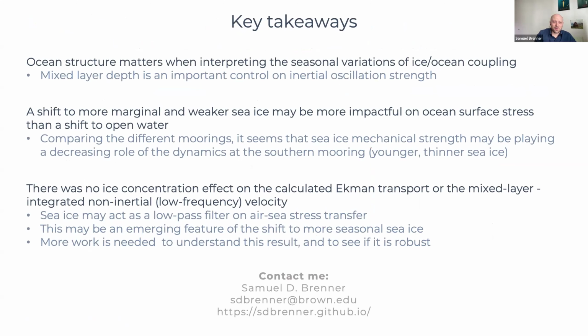Okay, so hopefully I'm close to on time here, but I'll leave a couple of takeaways. One is that when we're interpreting observations in general, there's a bunch of things that can impact those observations. And so in particular, we need to account for ocean structure when we're interpreting seasonal variations in any metrics of ice-ocean coupling. And here, especially the mixed layer depth is a really important control on that oscillation strength. And so if we don't take that into account, then we might put too much onus on the importance of the sea ice.